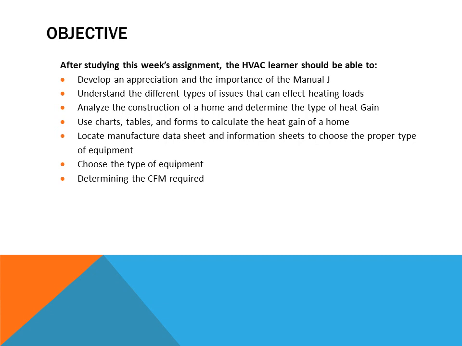The objective of this week's assignments is to help the HVAC learner develop an appreciation for the importance of the Manual J, understand the different types of issues that can affect heat loads, be able to analyze the construction of a home and determine the type of heat gain, use charge tables and forms to calculate the heat gain of a home, locate manufacturer data sheets and information sheets to choose the proper type of equipment, and to determine the CFMs required.